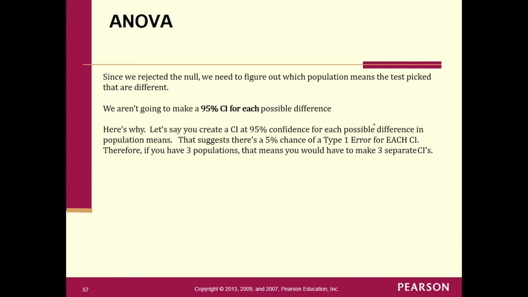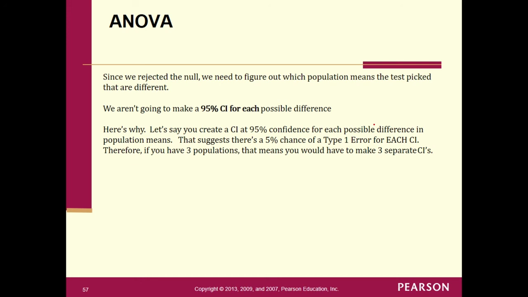Here's why. Let's say you create a confidence interval at 95% confidence for each possible difference in population means. That suggests there's a 5% chance of a type 1 error for each confidence interval. Would you agree? 95% confidence. So there's a 5% chance of a type 1 error for each confidence interval.